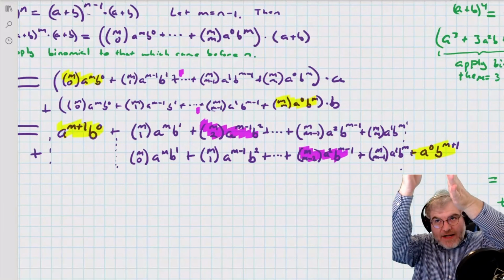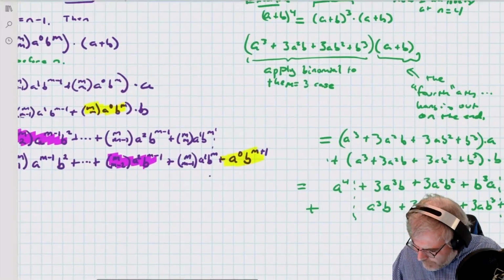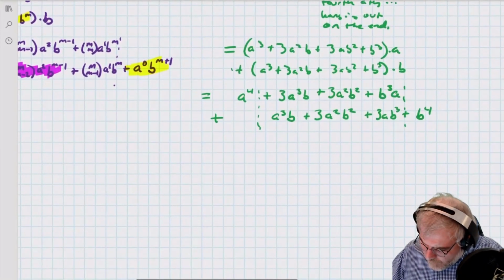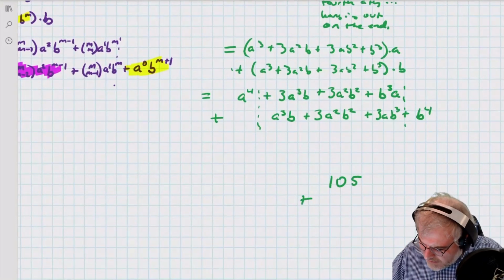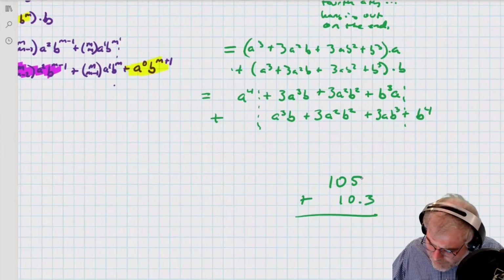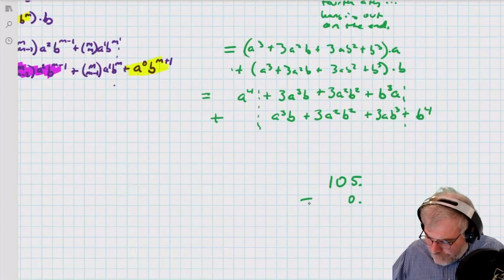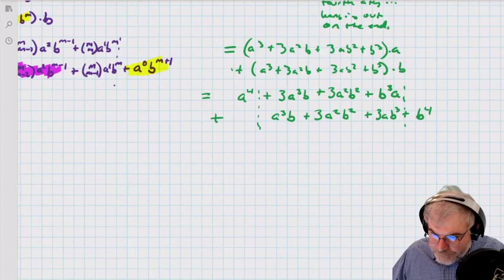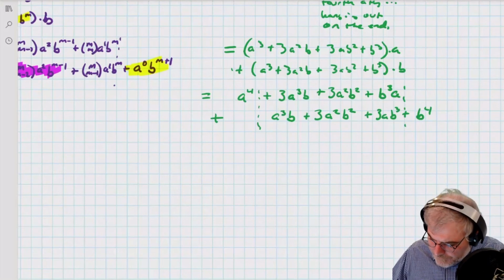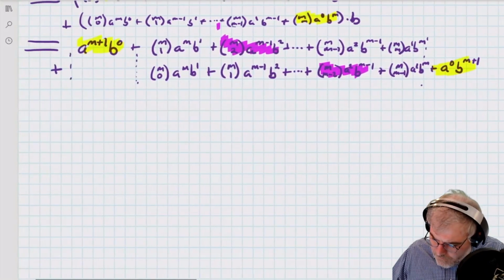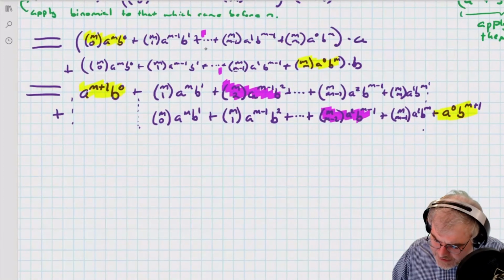So on paper, if I was doing 105 plus 10.3, what would I do? I'd line them up like this, and I'd add them down. And that's kind of what I'm doing here. I'm adding down columns. So all I did was take these two expansions and multiply them out.